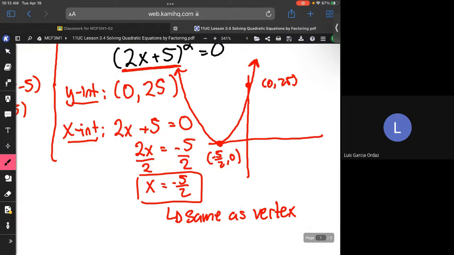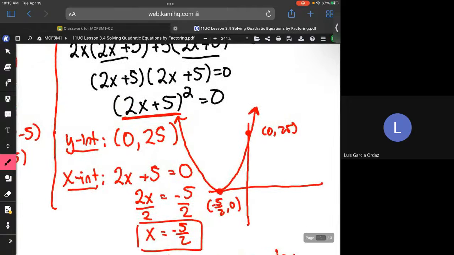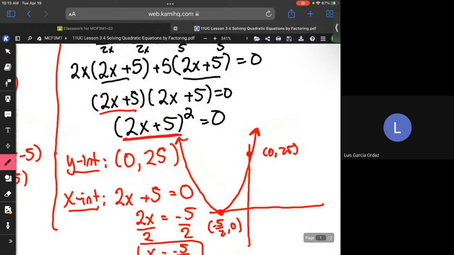Could you show what the perfect square trinomial looks like? A perfect square trinomial is when you factor it and you have two identical brackets, like we did here.